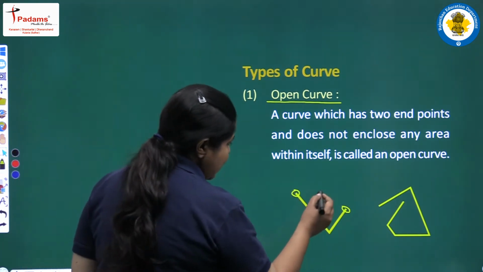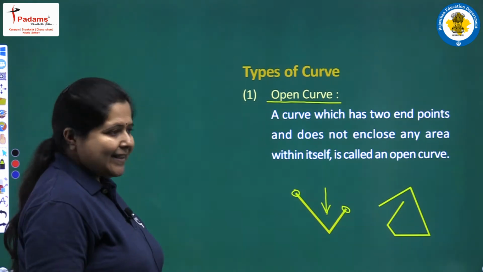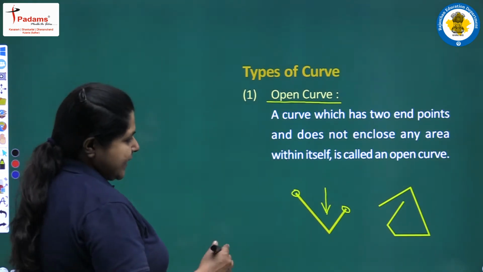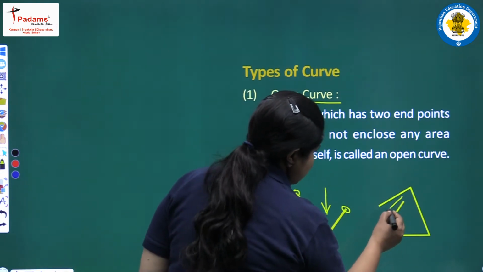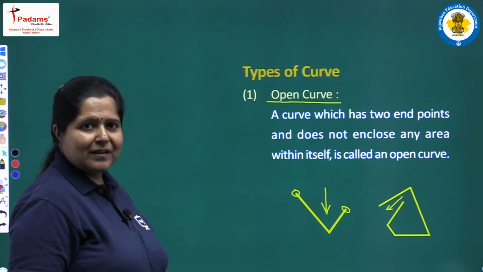It is open because you can see here it is having an open mouth and it is not enclosing any area within itself. Again, this figure is also open from this side. So, these are open curves.